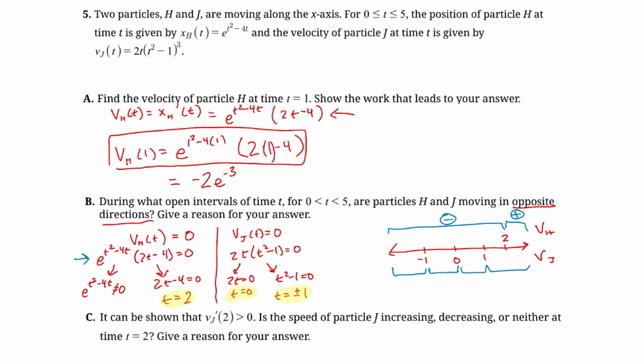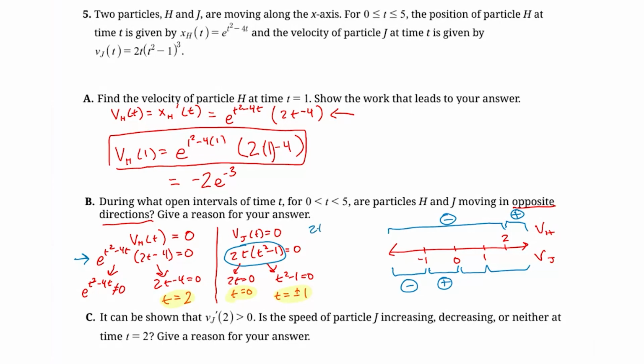Sorry, so we have 4 intervals that we need to consider for the velocity of j. Let's pick a representative from the leftmost interval, like -10. We're going to get a negative times a positive, which is going to be negative. So negative here. In between -1 and 0, if we plug in a number like -0.5, we're going to get a negative times a negative, which is positive. If we plug in a number like 1/2, then we're going to get a positive.